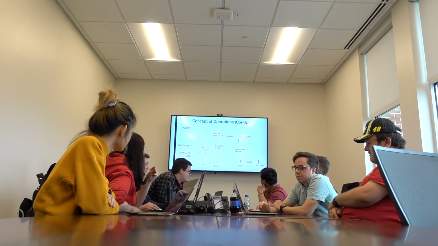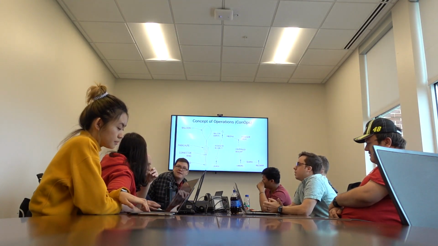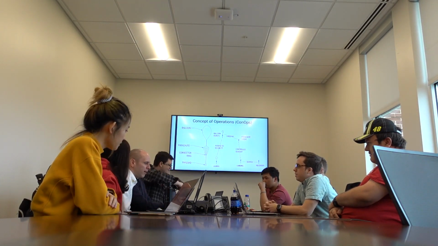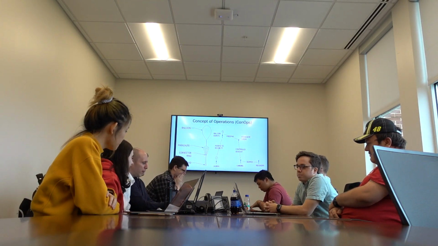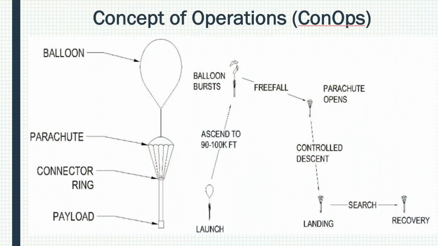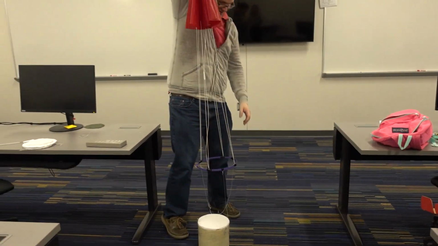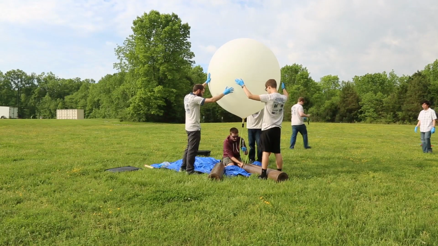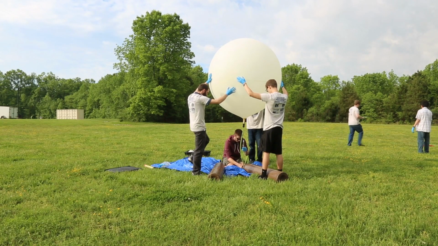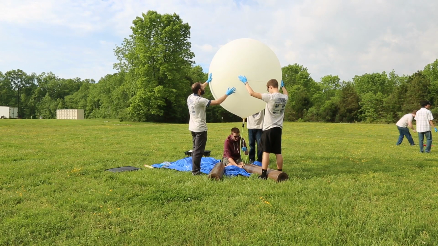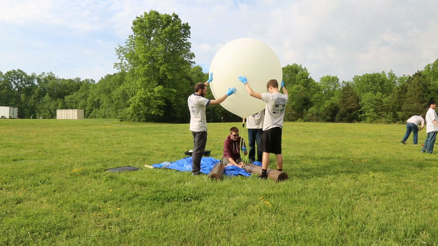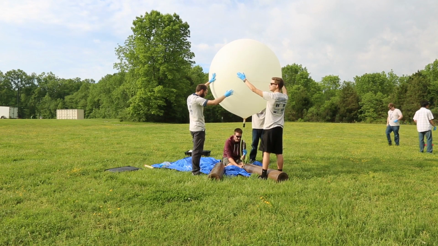Okay. Next slide, concept of operations. Hello, sir. My name is Isaac Mayo. I'm talking about the concept of operations. So as you know, we'll have our payload. Initially, we're going to have our checklist to make sure everything inside the payload is good to go. And we will attach our payload to the connector ring and the parachute into the balloon. And we'll launch our balloon, and depending on the winds and the projections of the software will depend upon how much we fill the balloon.